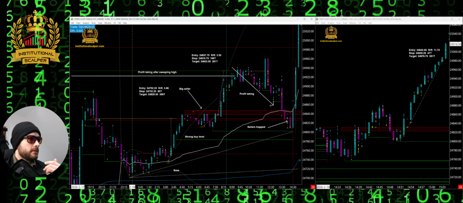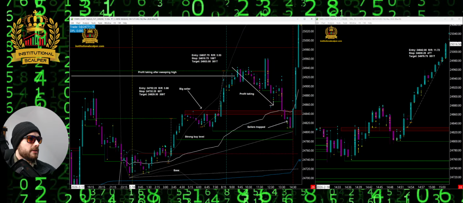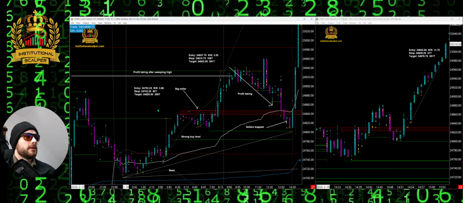And then you can just target the previous support turned resistance on the previous leg for a nice tidy trade. So 1 to 4 with an 80 tick stop loss, 300 ticks. It's a very clean trade. That's if you didn't want to hold it.